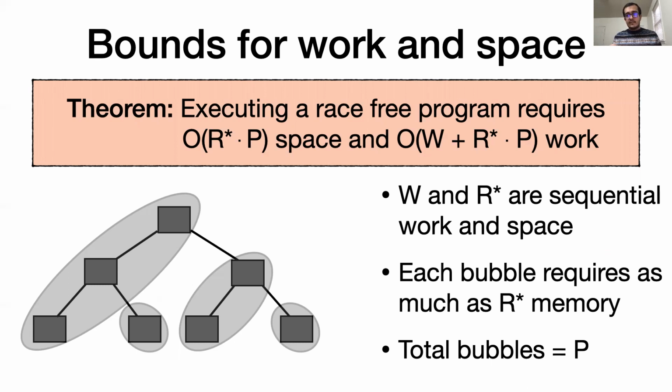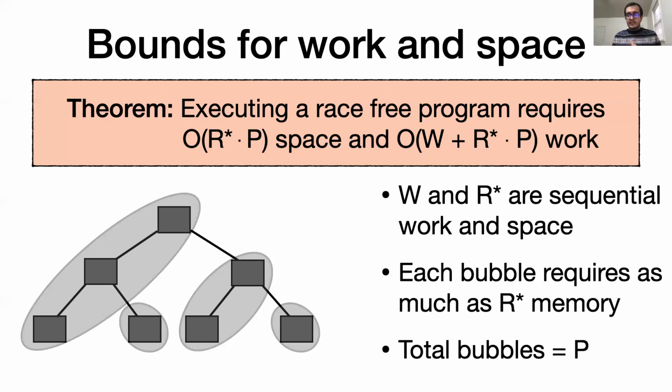The key idea behind the proof of this space bound is simple. What we do is we compare the memory in each bubble to the memory in a sequential execution. So this is where we use the race-free assumption.